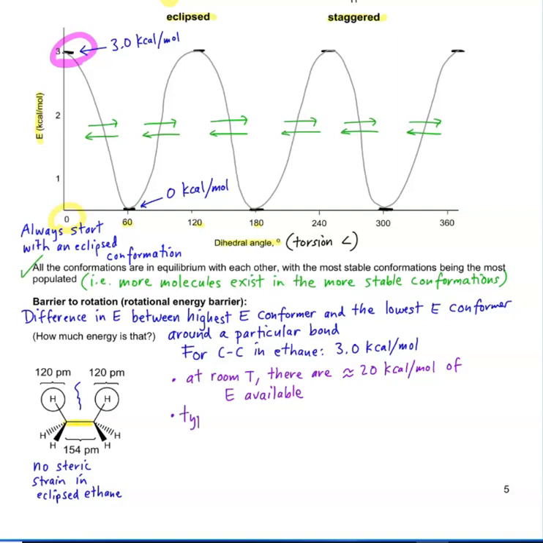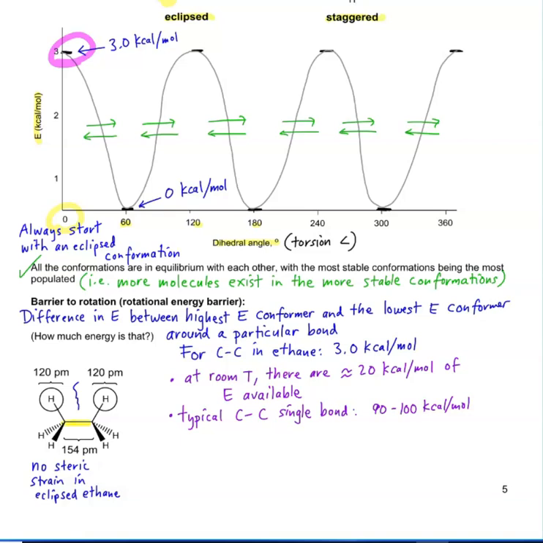To put this in a different context, a typical carbon-carbon single bond, so now we're not talking about a rotational barrier, we're talking about a bond energy or a bond enthalpy. The bond enthalpy here is along the lines of 90 to 100 kilocalories per mole. That's the amount of energy that you would have to put in to break the bond. So as you can see, that's a lot more energy than is required to rotate around the bond.